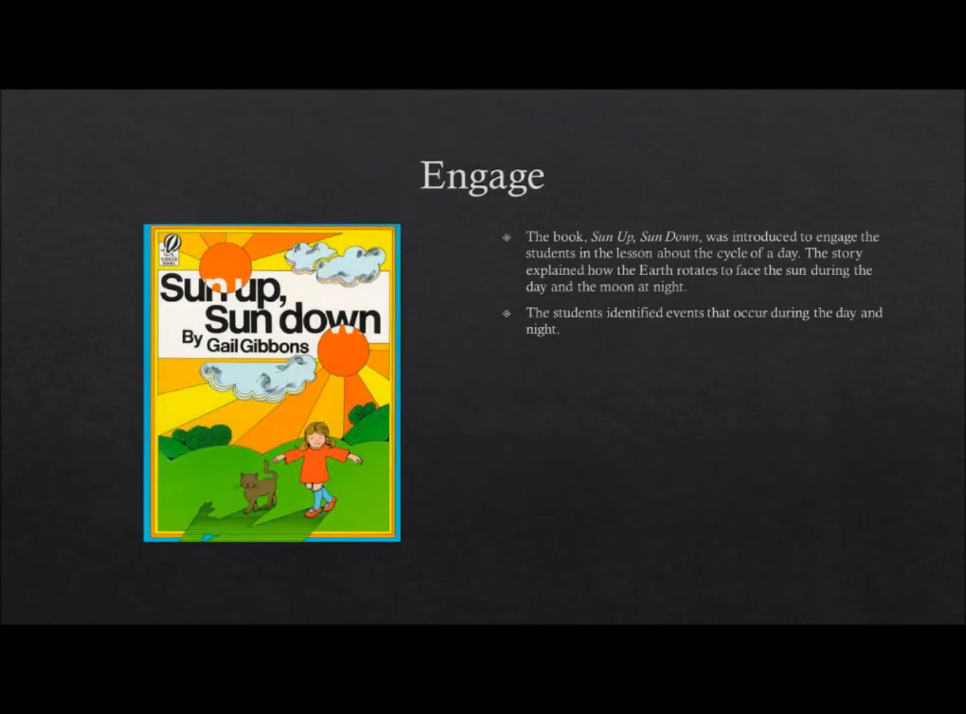The book, Sun Up, Sun Down, was introduced to engage the students in the lesson about the cycle of a day. The story explained how the Earth rotates to face the Sun during the day and the Moon at night. The students then identified events that occurred during the day and night.